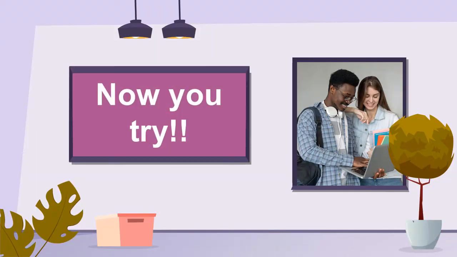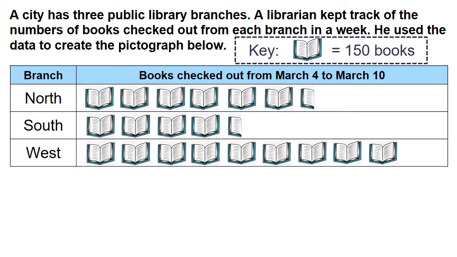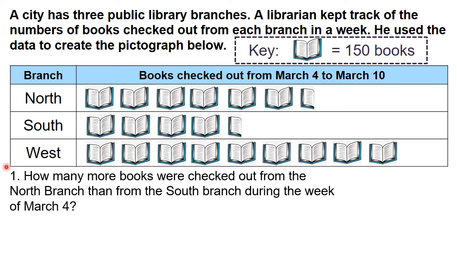Okay, this time you try. Let us start. A city has 3 public library branches. A librarian kept track of the numbers of books checked out from each branch in a week. He used the data to create the pictograph below. So, our branches are North, South, and West. And these are the books checked out from March 4 to March 10, in which each book here presented is 150 books.